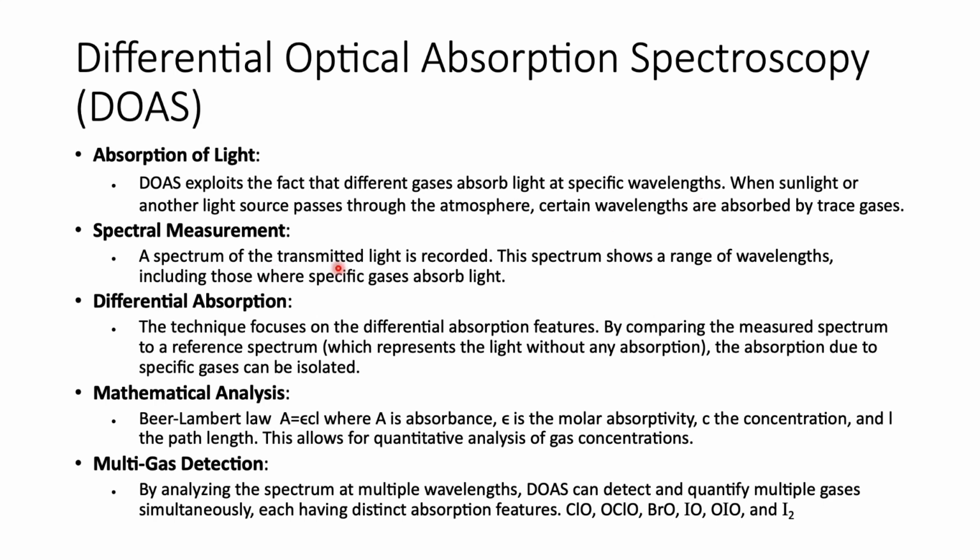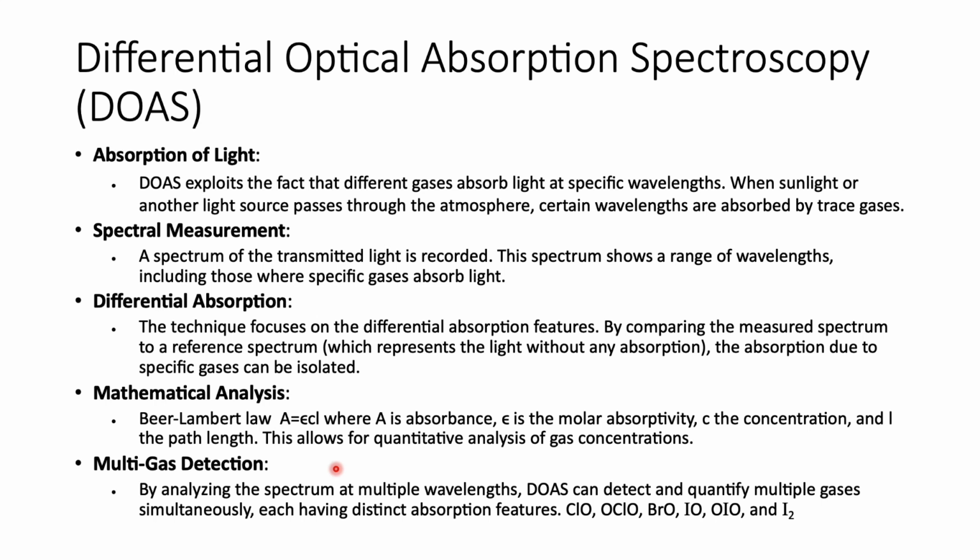So a spectrum of transmitted light is recorded. The spectrum shows the range of wavelengths, including those where specific gases absorb the light. The differential absorption means the technique focuses on differential absorption features by comparing the measured spectrum to a reference spectrum. The absorption due to specific gases can be isolated. So we use Beer-Lambert's law as the mathematical analysis, and we can also use it for multi-gas detection.